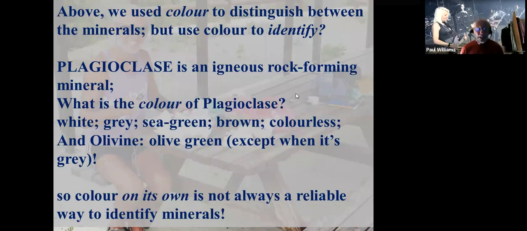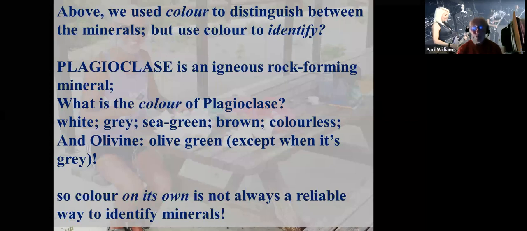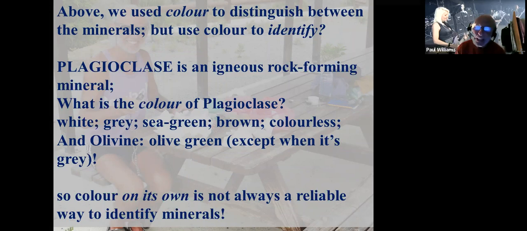So there's a whole range of colors that plagioclase can take up. What actually determines the color of the plagioclase is what sort of trace elements are included in the crystal structure, because often it is tiny amounts of another chemical element that causes the color rather than the main mineral structure. And this is going to throw us off our identification unless we're really careful about this.